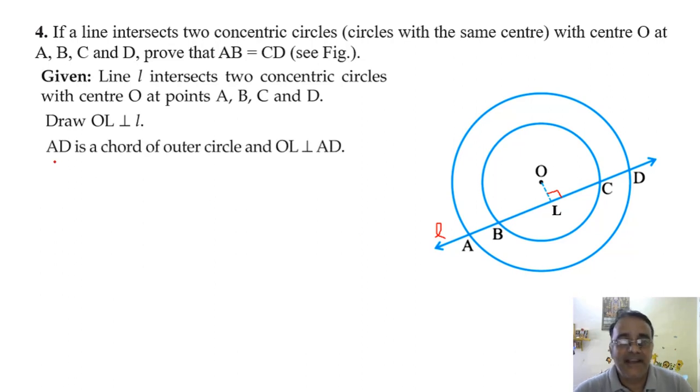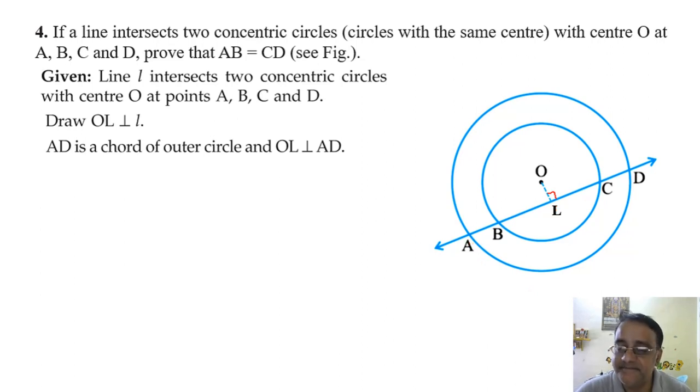Now AD is a chord of the outer circle. See carefully, this AD from here to here is the chord of the outer circle. Clear? Yes, sir. And OL is perpendicular to AD. So we can write that AL is equal to DL.